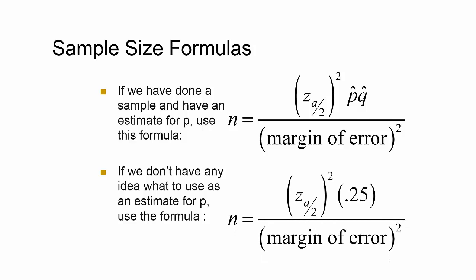Now let's say we don't have any idea what to use as an estimate for p. So in that case we use the formula n equals critical value squared times 0.25 divided by margin of error squared. So the difference here is that we are assuming p hat and q hat are 50%. And if you multiply 0.5 times 0.5, you get 0.25, and so that's why we have that value there.